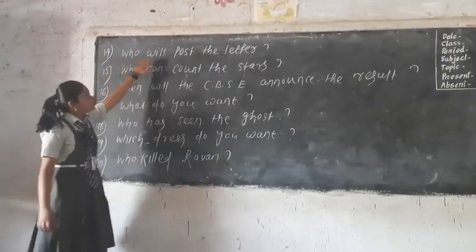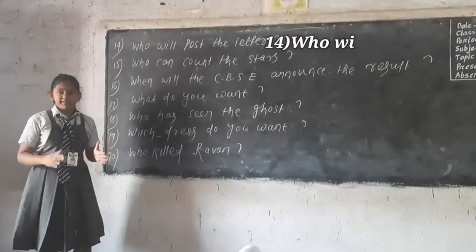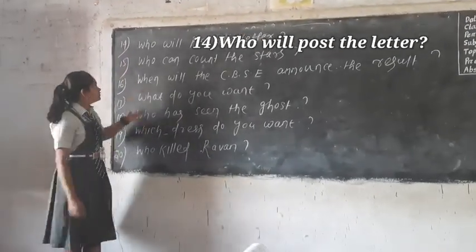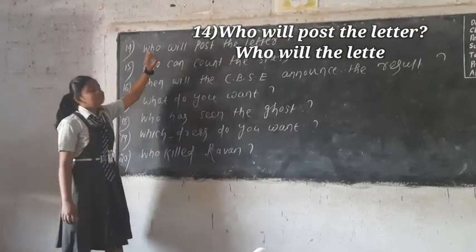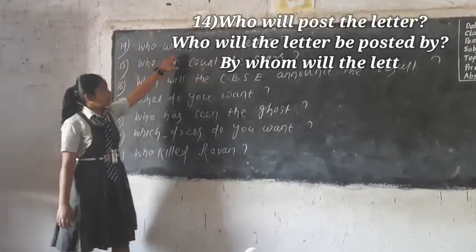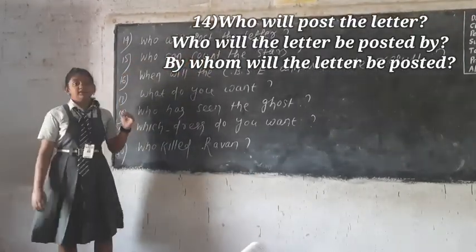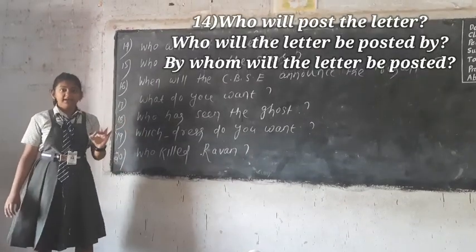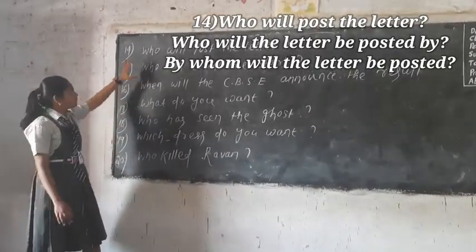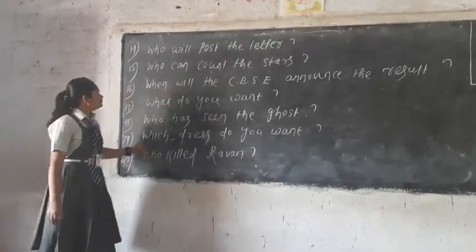First example, who will post the letter? Here who is used, so the passive can be formed in 2 ways. First one, by using by at the end of the sentence. Who will the letter be posted by? And the second passive voice by using by at the beginning of the sentence. By whom will the letter be posted?